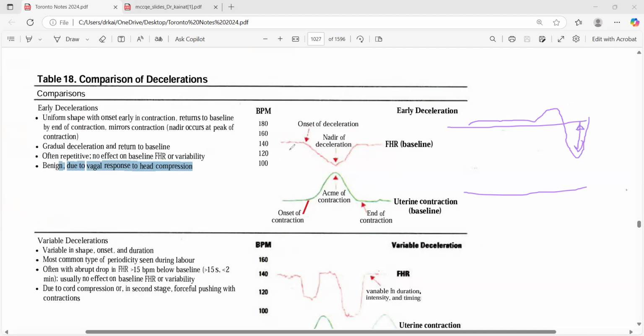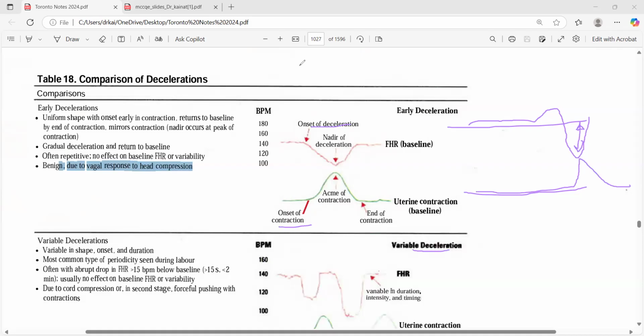How do you say whether this is early deceleration or late deceleration? When you compare it with the uterine contraction. So if the uterine contraction is coming like this and the deceleration is going along with it, you can see the onset of the deceleration and the onset of the contraction are together. It's basically early deceleration. When it is not matching with it, it's variable deceleration.